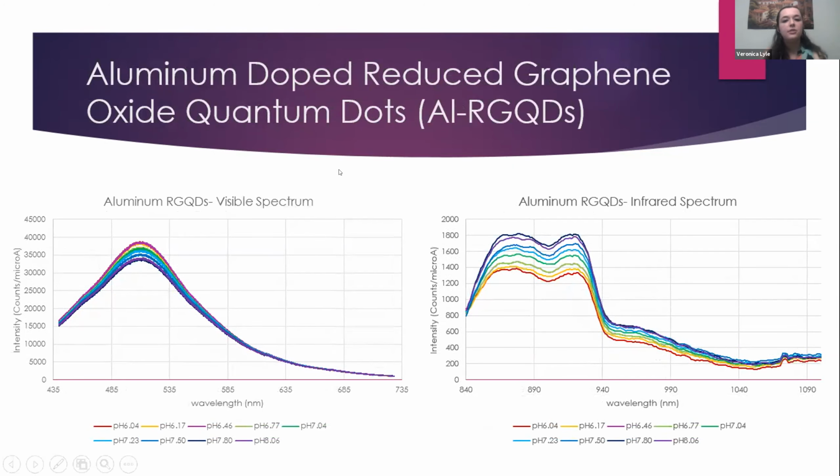And finally, the aluminum doped reduced graphene oxide quantum dots, quite a mouthful, showed the most promise in that both the visible and infrared had notable patterns between pH and intensity, with the infrared showing a positive correlation between intensity and basicity, and the visible spectrum doing the opposite, with increased intensity with increased acidity.